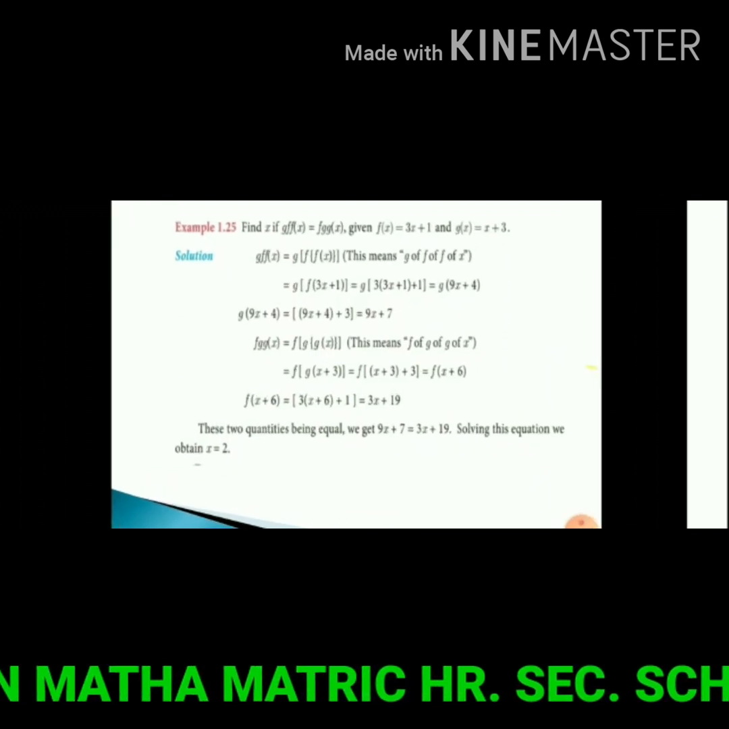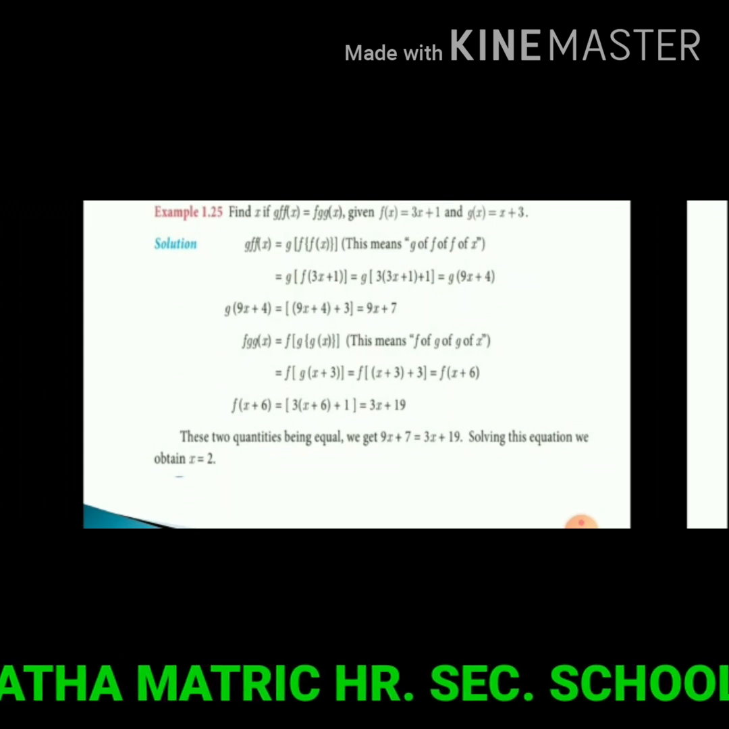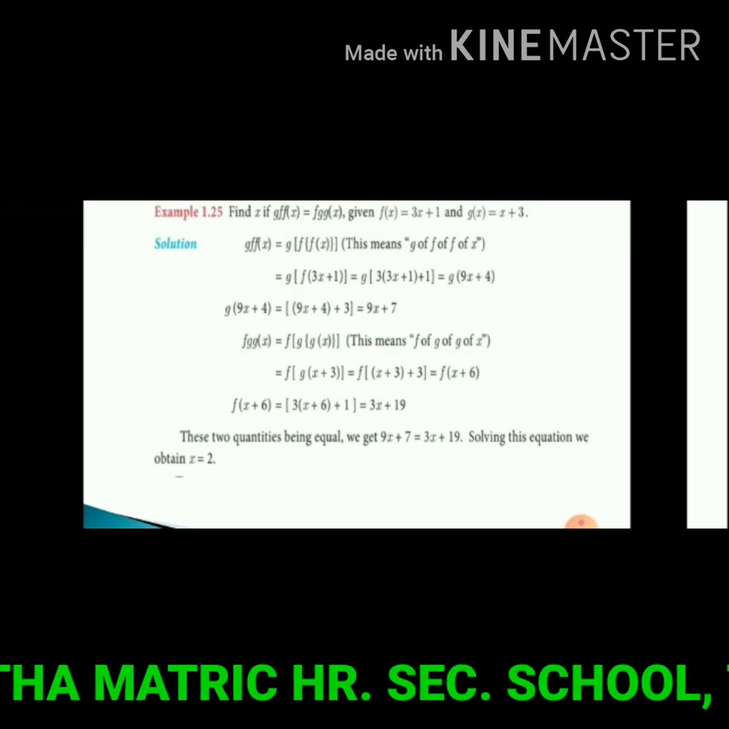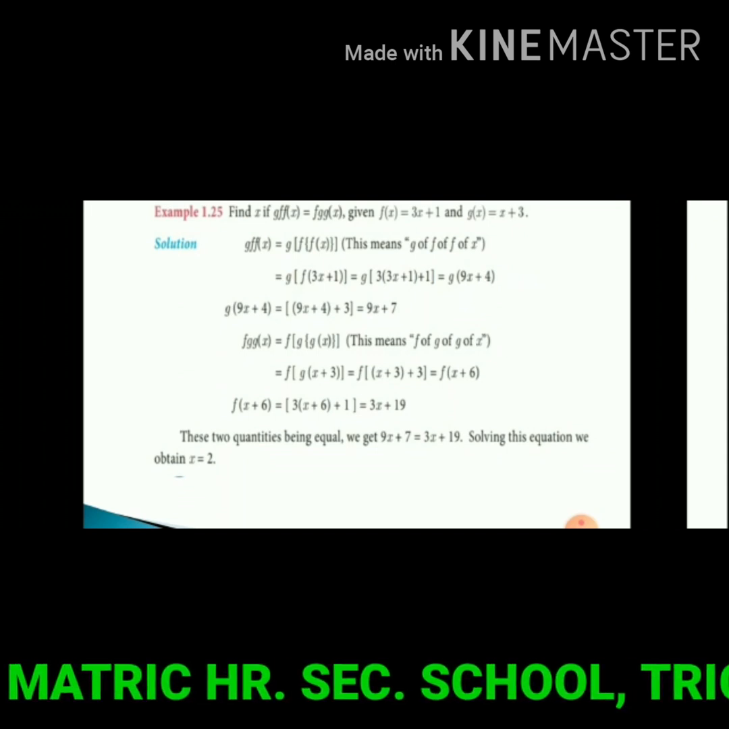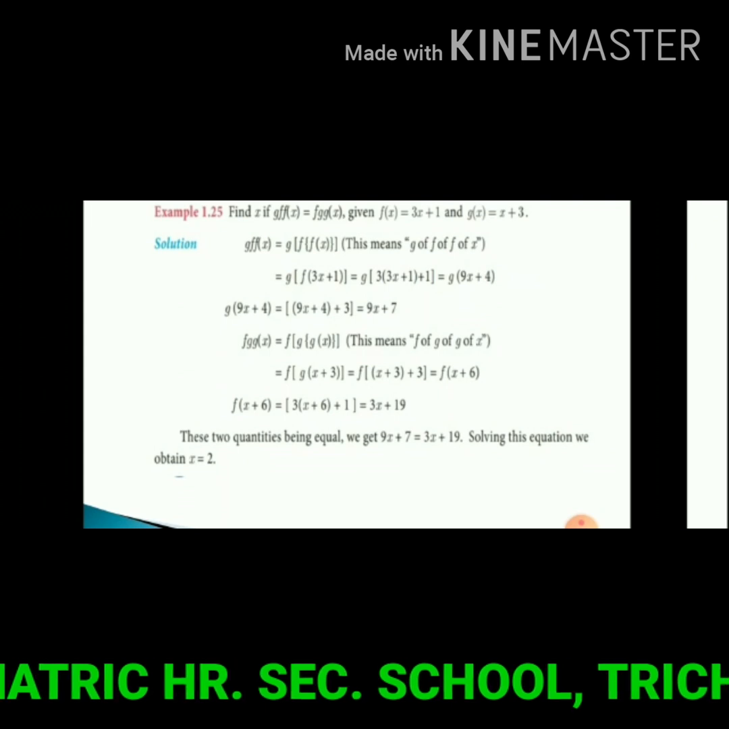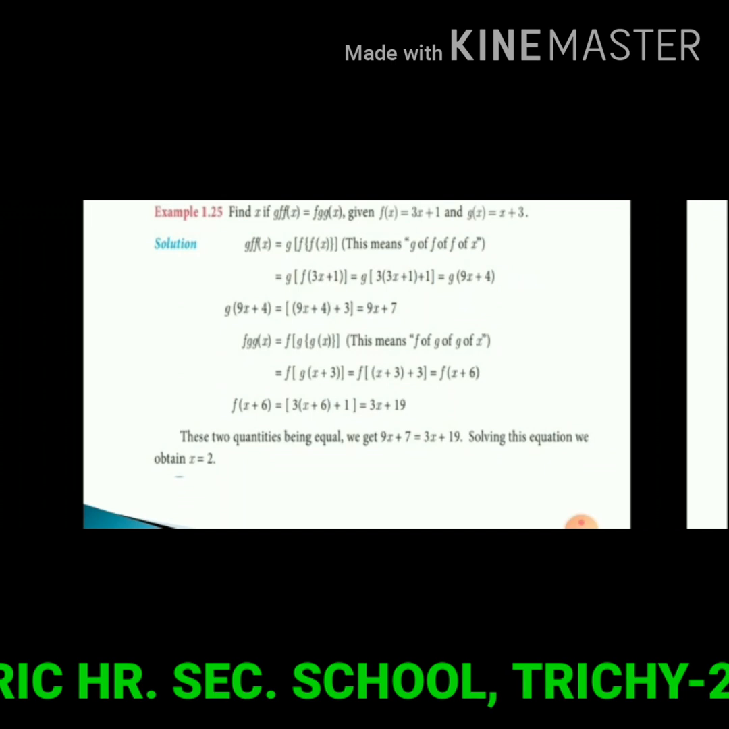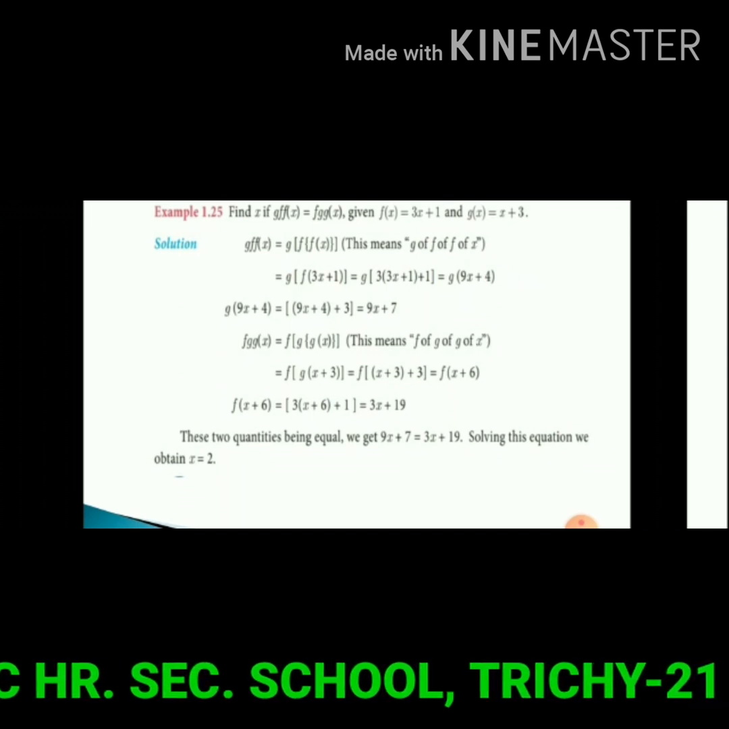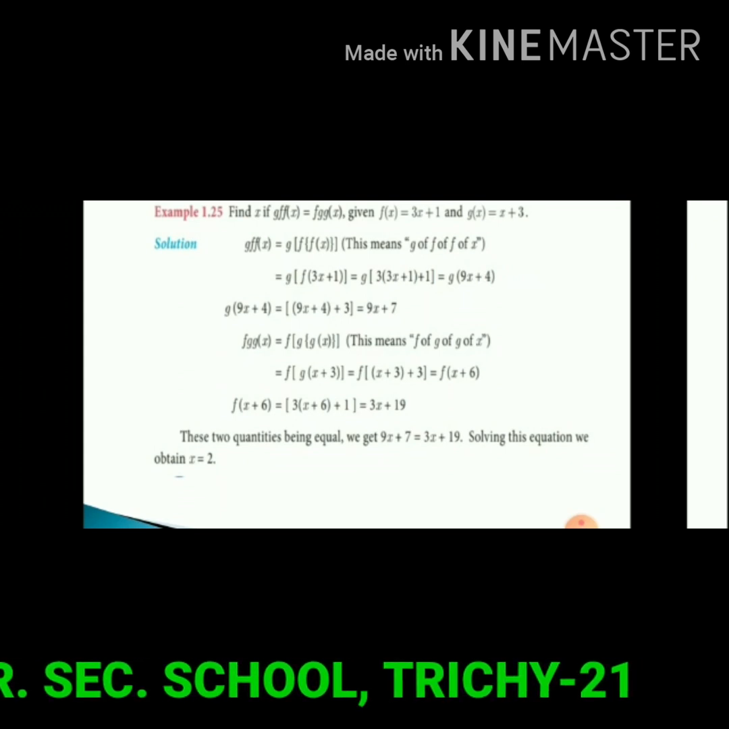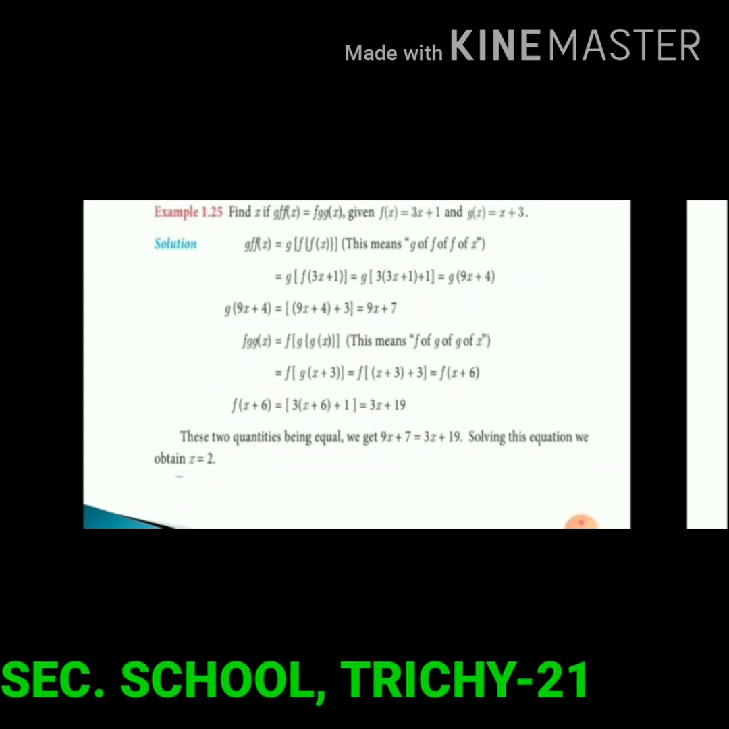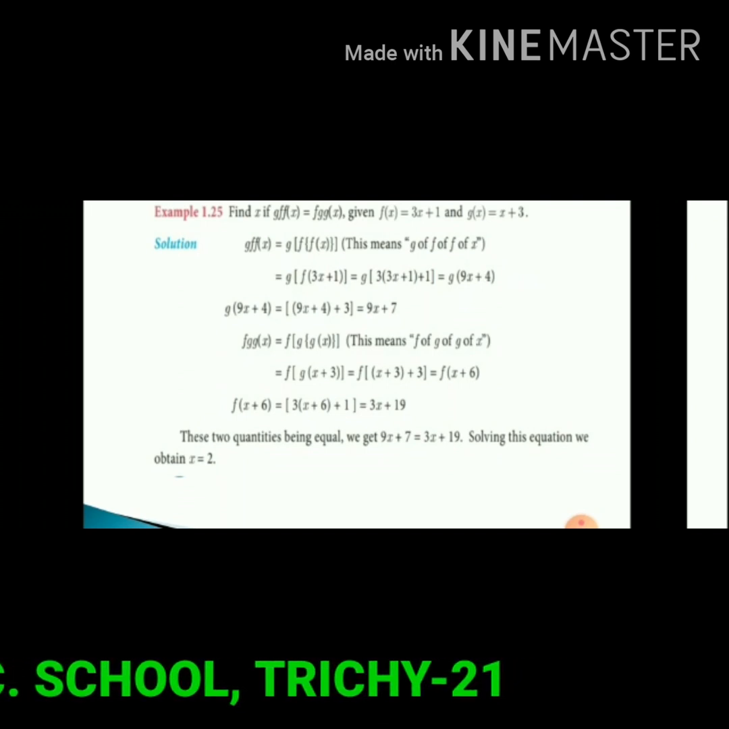Now I explain one example. Find x if g f of x is equal to f g of x. Given f of x is equal to 3x plus 1 and g of x is equal to x plus 3. So (g dot f)(x) is equal to g of f of x. So g of f of x, where f of x function is 3x plus 1. So here g of f of x changes into g of 3x plus 1.